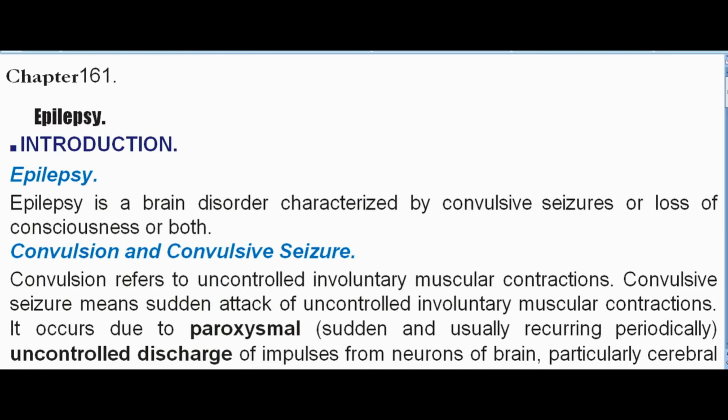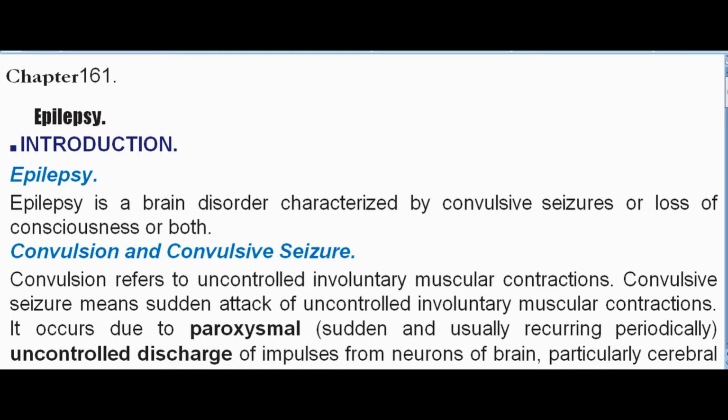Chapter 161. Epilepsy. Introduction. Epilepsy is a brain disorder characterized by convulsive seizures or loss of consciousness or both. Convulsion and convulsive seizure. Convulsion refers to uncontrolled involuntary muscular contractions. Convulsive seizure means sudden attack of uncontrolled involuntary muscular contractions.